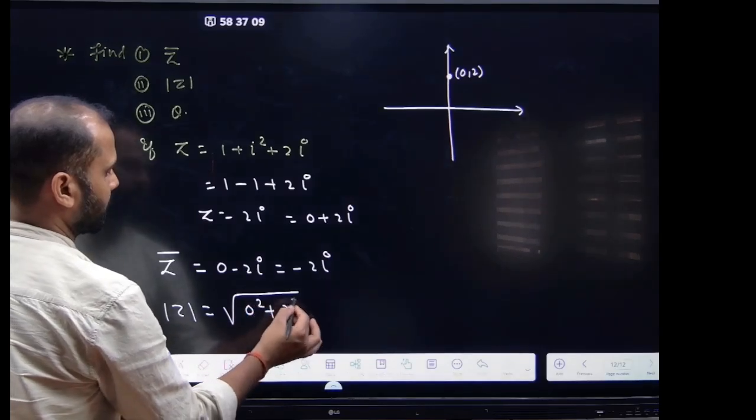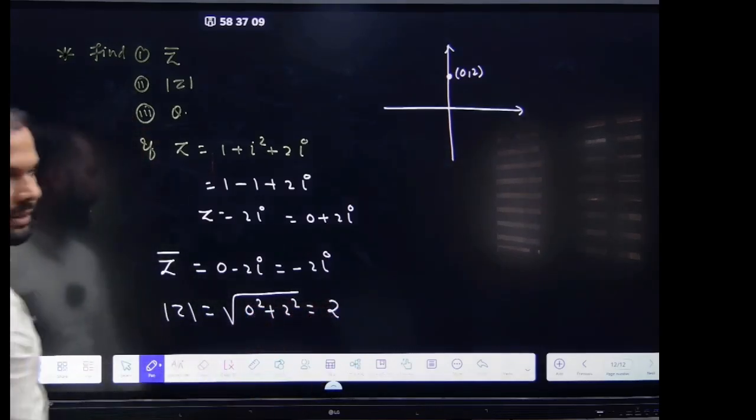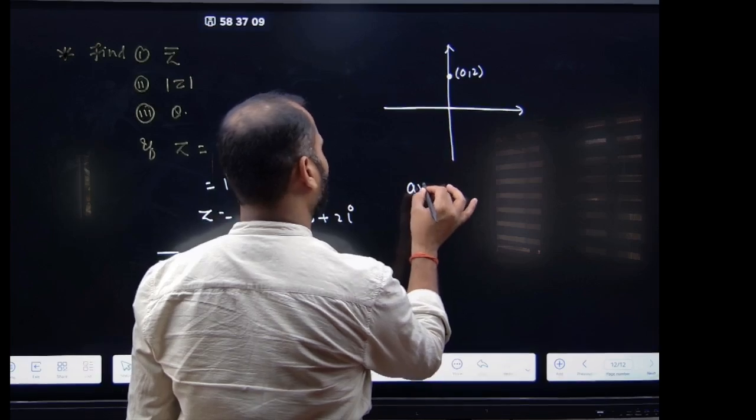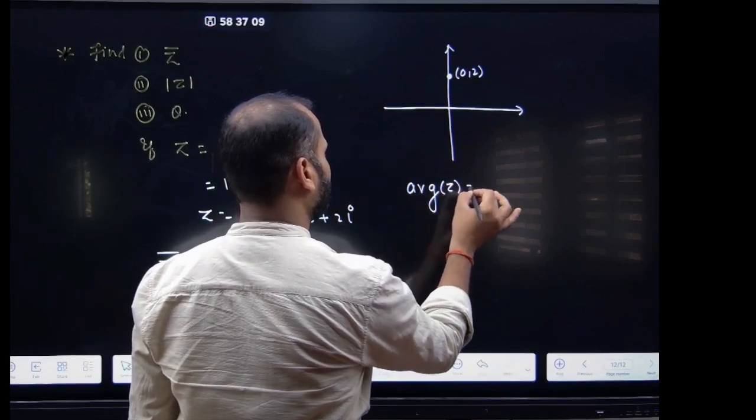0 square plus 2 square, how much is it? Outside will be 2 square, 2 only. The last one is very important, theta, the argument of z, I want. So, argument of z, do you know how to calculate?